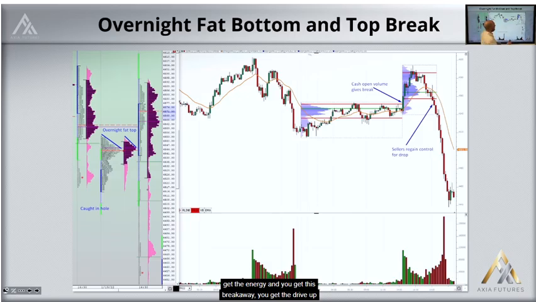You get the drive up, volume then starts to accumulate higher, and you can be reasonably comfortable thinking, yep, we defeated those people who are just selling it and holding it back. Buyers are now in control.